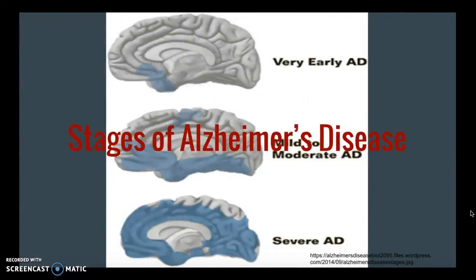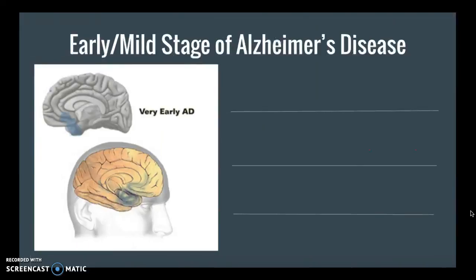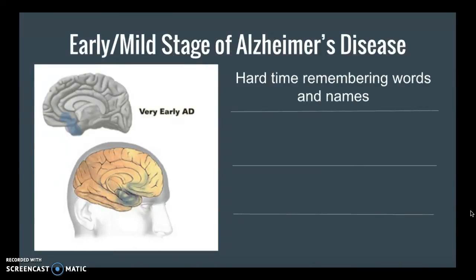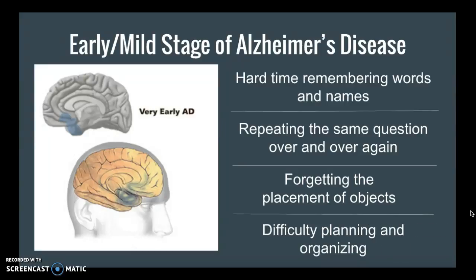Furthermore, let's look at the three main stages of Alzheimer's disease. The first stage is known as the early or mild stage of Alzheimer's disease. During this stage, patients may have a hard time remembering words and names. Patients may repeat the same thing over and over again. Patients may forget the placement of objects, and patients may have difficulty planning and organizing.